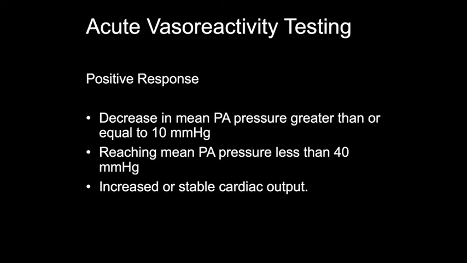So technically we need three things. One is the PA pressure should go down by at least 10 mmHg. Total pressure should go down to 40, keeping your heart and the cardiac output stable. So that is the acute vasoreactivity test. And that's the one in which we say the patient is positive on the test.